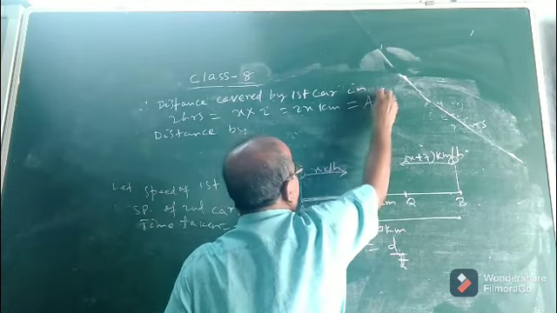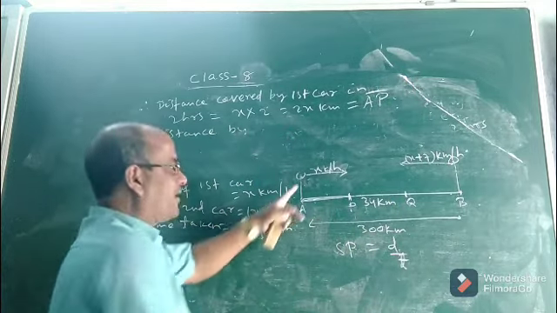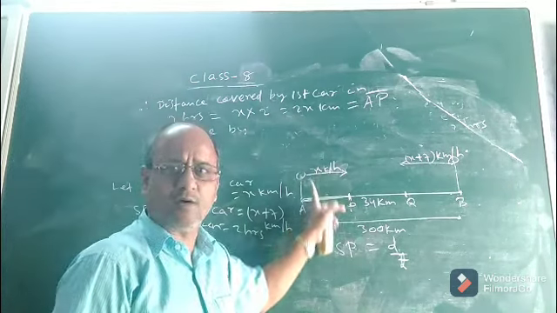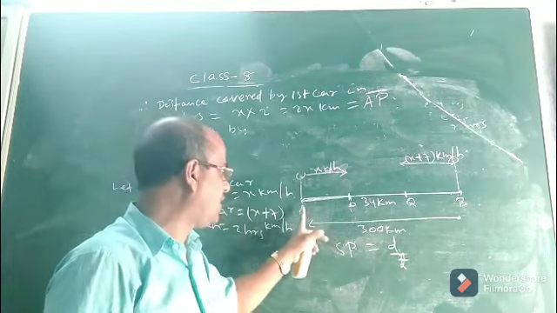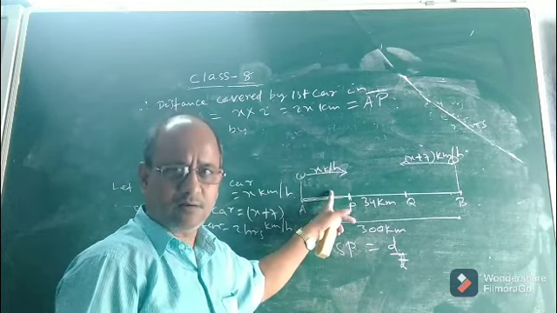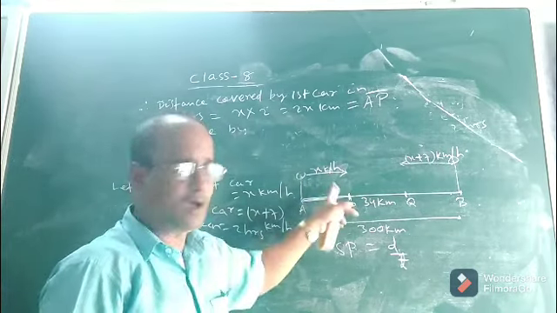This is equal to AP. The length AP is the distance covered by the first car which leaves town A at a speed of x kilometer per hour in 2 hours.